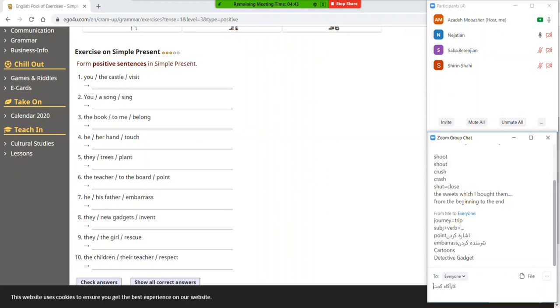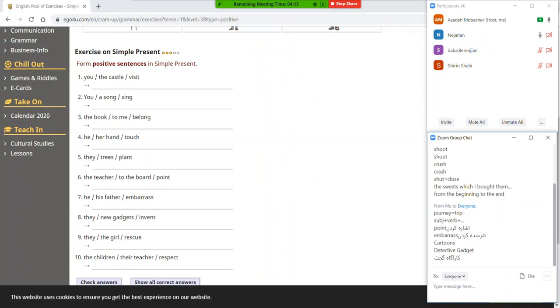No. Gadget doesn't mean watching. No. Gadget doesn't mean watching. Detective Gadget is the name of a cartoon. کارگاه گجت.